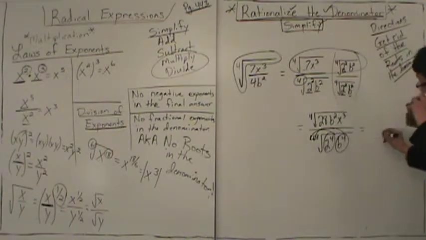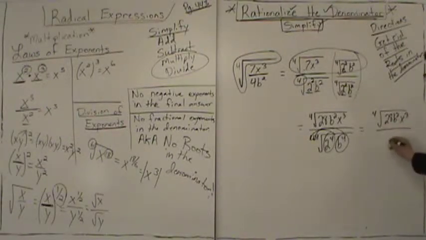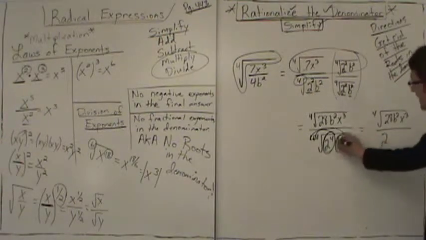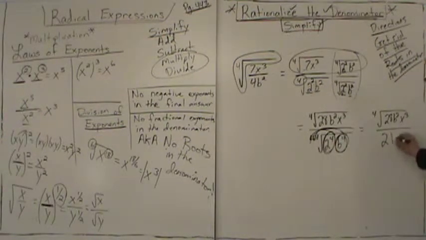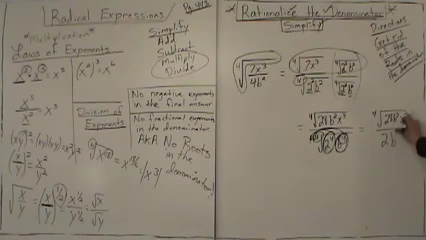We end up with the fourth root of 28 b squared x to the third all over. We take out a group of 4 2's, we end up with a 2. We take out a group of 4 b's, we end up with a b. And even divided by even resulting in an odd one in this case gets absolute value.